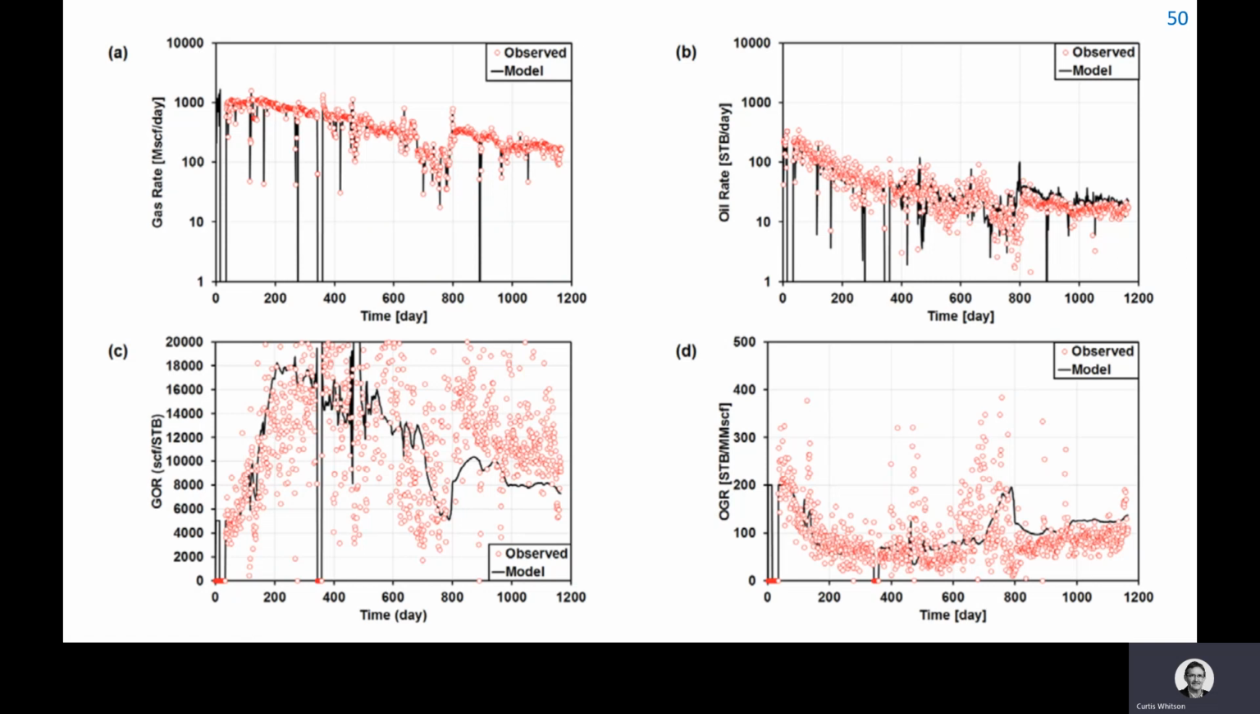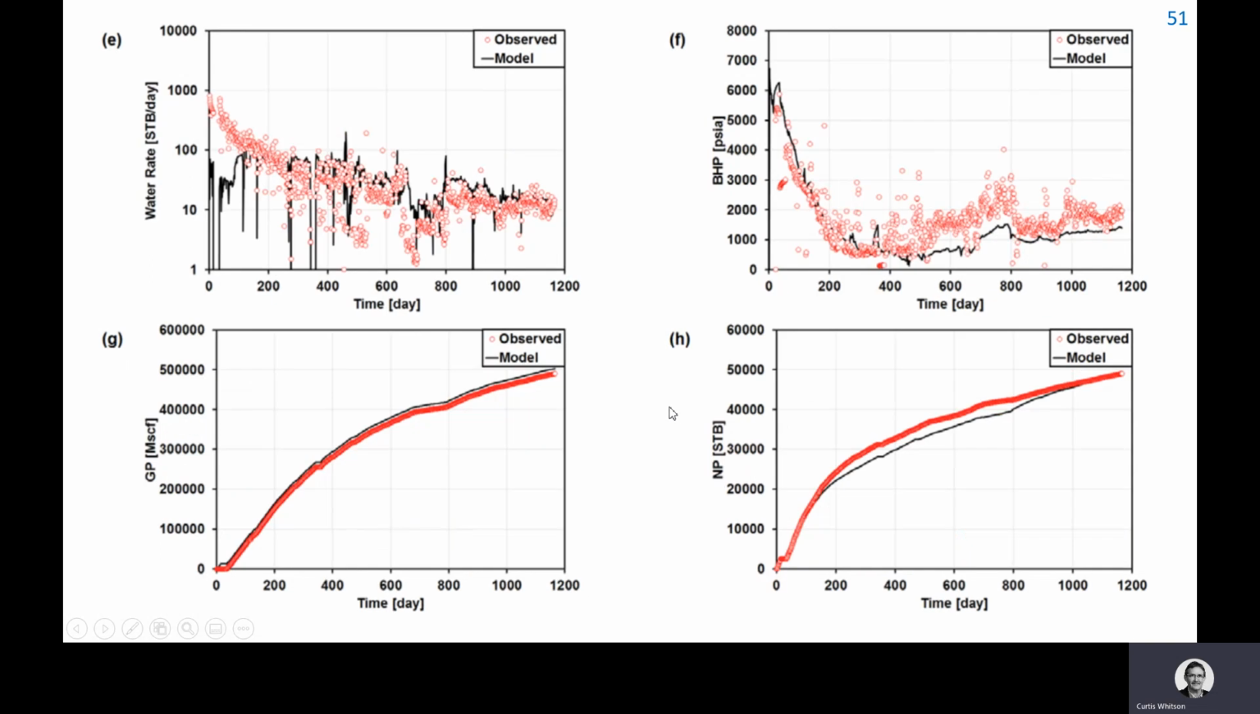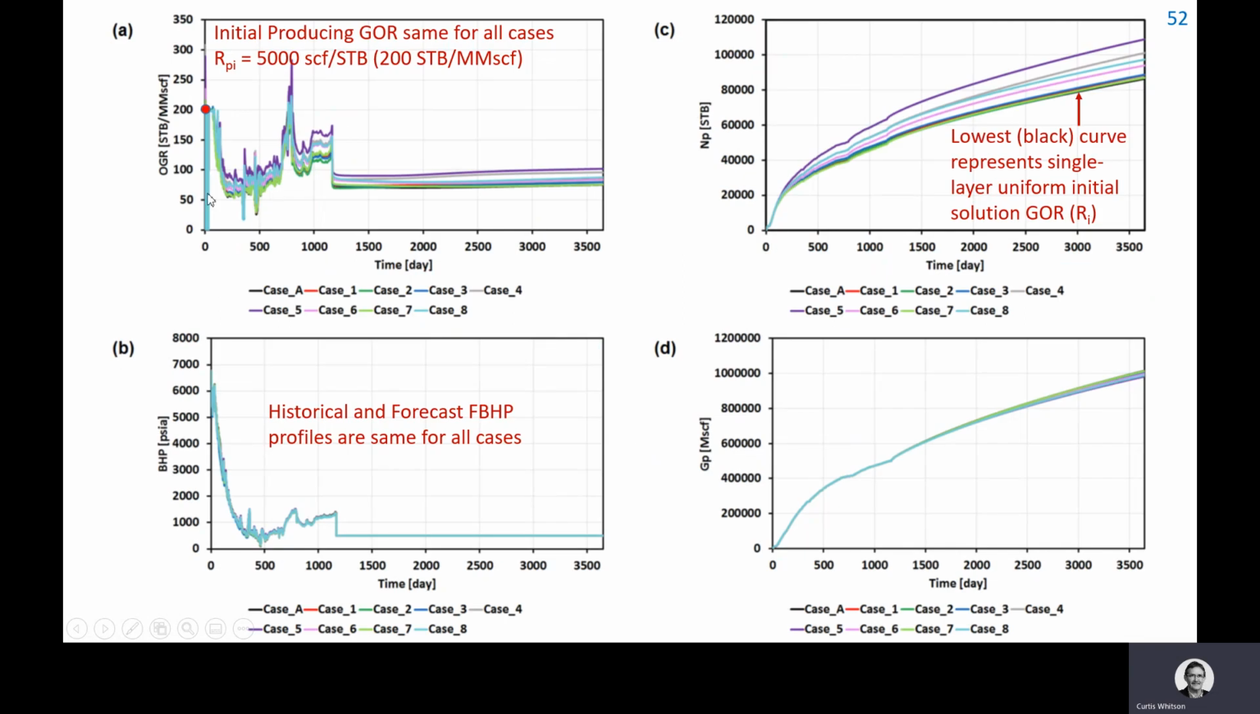So in summary, I'm going to show you an Eagle Ford well where we did a history match of the daily performance of a gas condensate well, initially producing around 200 barrels per million. We did a history match of a single layer with homogeneous fluid and homogeneous petrophysical properties. And this black line is the history match of that. What we then did is we looked at a number of cases where we used two layers, each layer having different initial solution GOR, and each layer having different permeability and porosity averages.